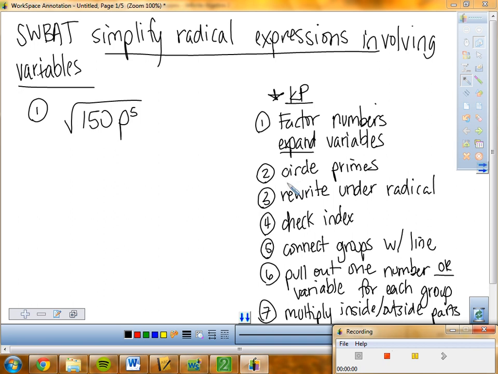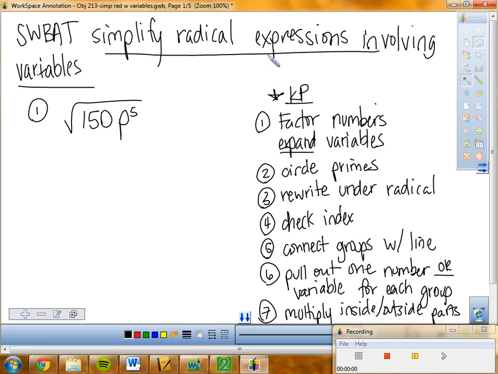So today's objective, we're going to be focusing on simplifying radical expressions, which we've already done, but we're specifically going to focus on radical expressions that now have variables. So we're going to follow almost the exact same steps that we saw in the key points of our first video, but there's a few extra things we have to do when we start to add variables into our radicals.